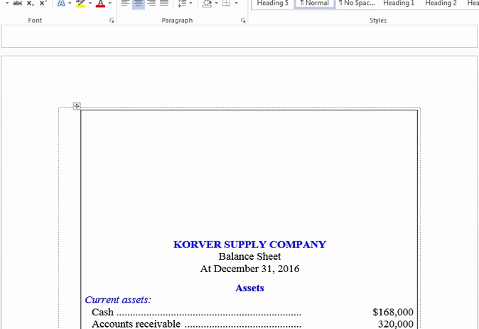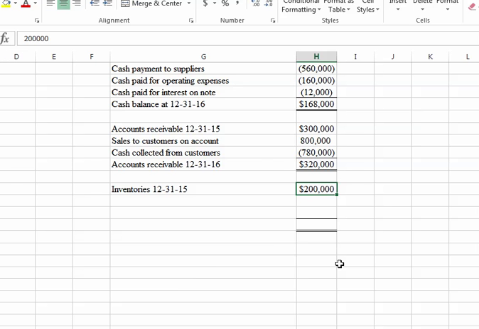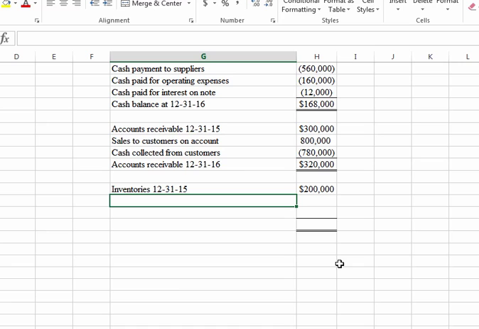Alright, so next let's go to inventories. Okay, so our beginning balance in the inventories account's $200,000. That's from the balance sheet at the end of December 2015. Okay, we're going to add to that. What would increase inventory? Well, purchase of merchandise on account. That's inventory. Let's just call that purchases.